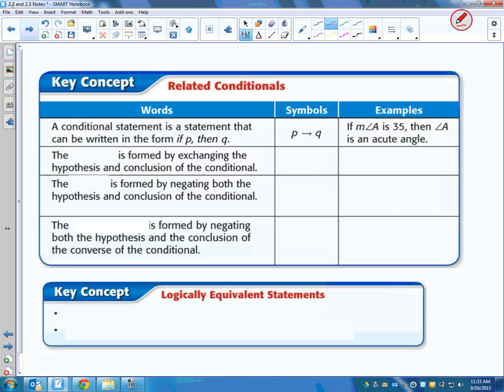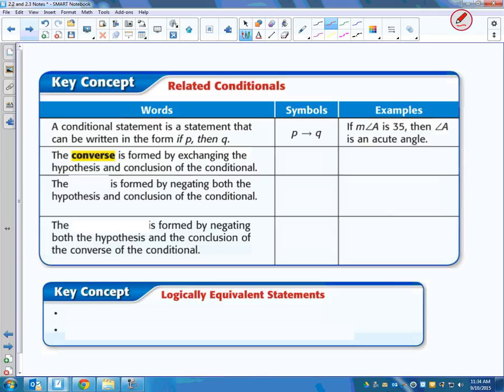Okay, this is really, really important. The way you write these conditional statements changes the truth value. So if you have an if statement, then statement, I'm going to use this example here, and we're going to write all these out. If the measure of angle A is 35, then angle A is an acute angle. That's true. You agree with that? Yes.